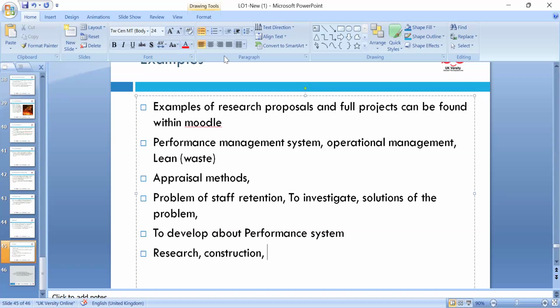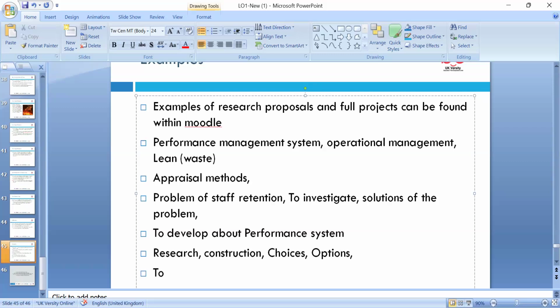Here is one more question. 1.2: Develop appropriate research objectives and justify their choices. What do you mean by justify their choice? You have a choice, yes? What choice do you have? Choices mean options, for example.